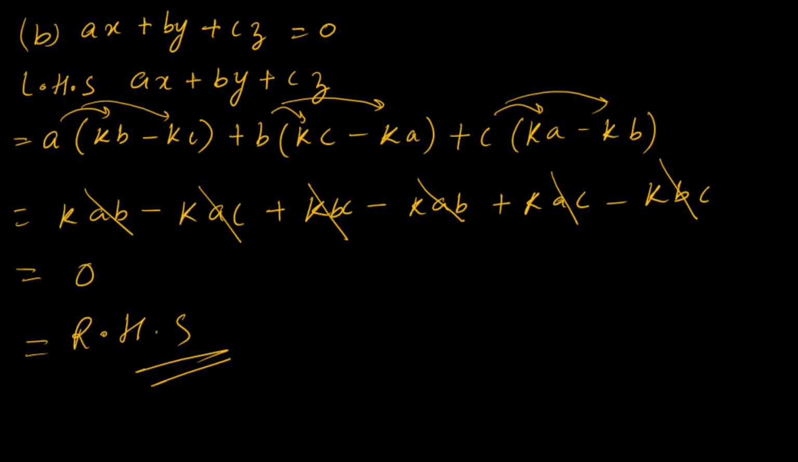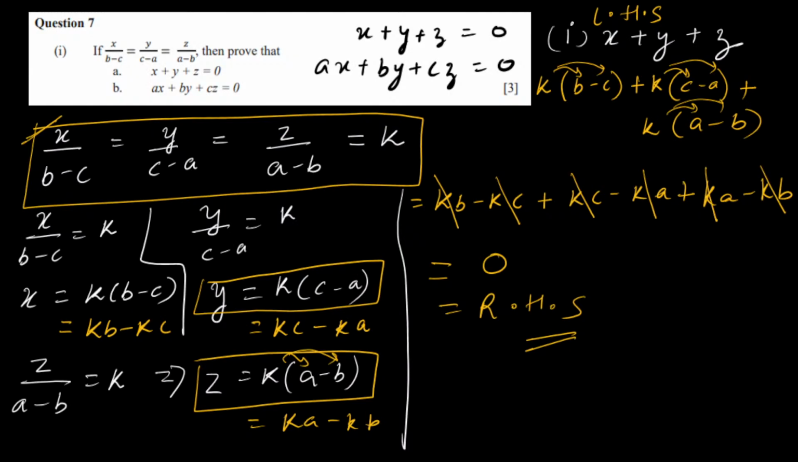So I hope this is clear. Is it clear to everyone? The main thing you have to remember: whenever any ratio is equal, you have to assume all the ratios equal to some unknown variable, so that every ratio can be expressed in the form of that one unknown variable. From here you will be able to prove whatever you have to prove. That was the main trick of this question.